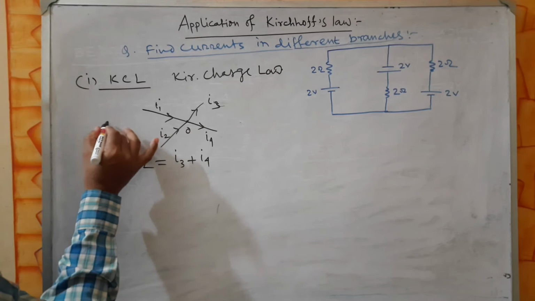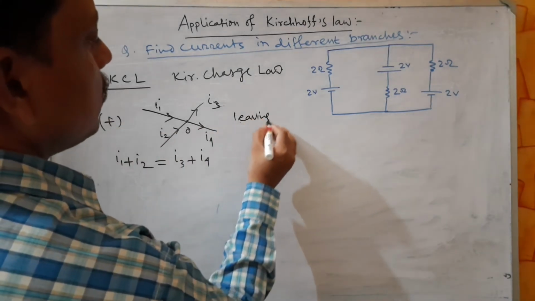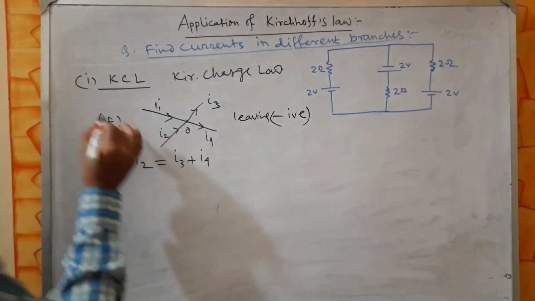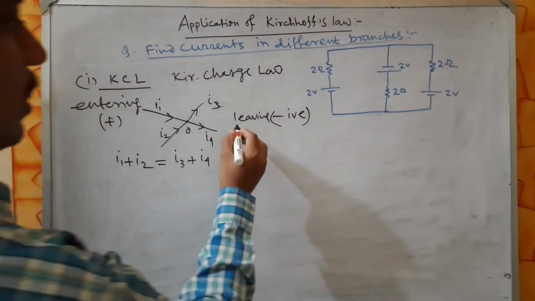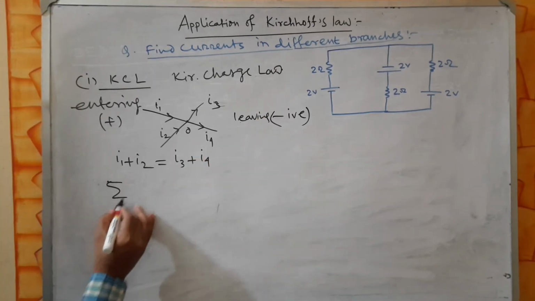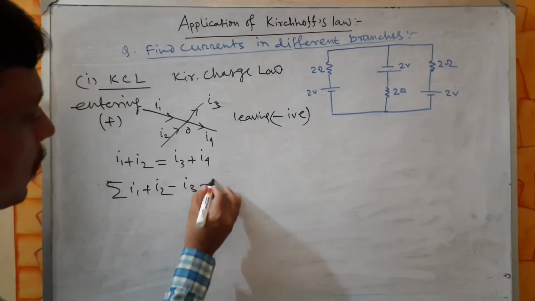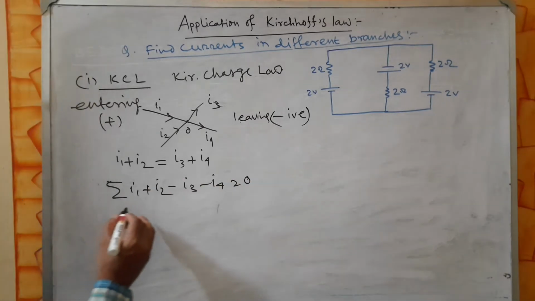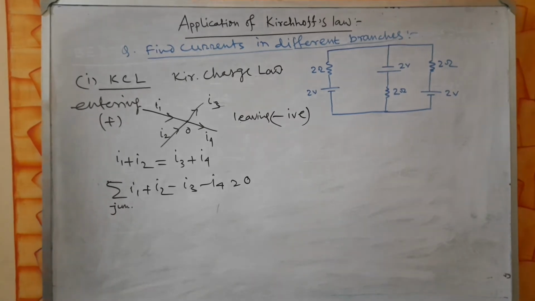Entering current takes the positive sign, and leaving current is negative. So the sum of the currents at the junction is I1 plus I2 minus I3 minus I4 equals 0. The sum of current at any junction is 0.